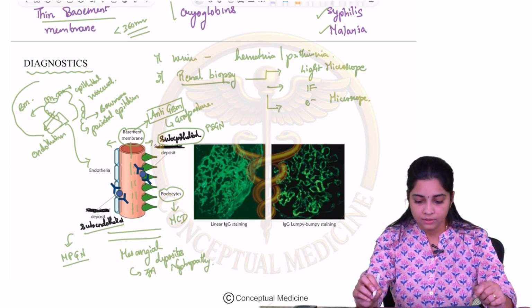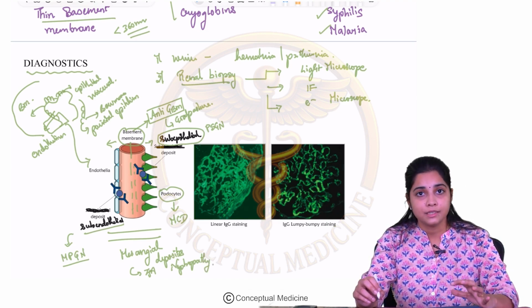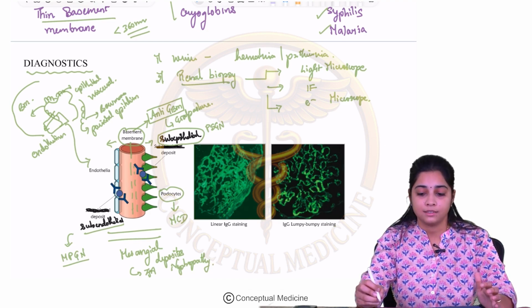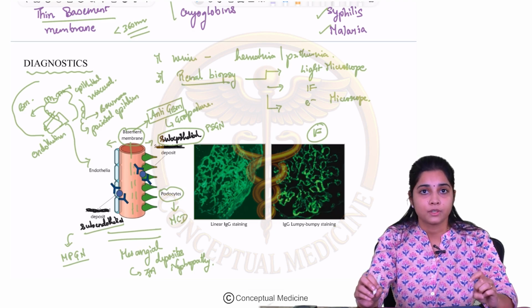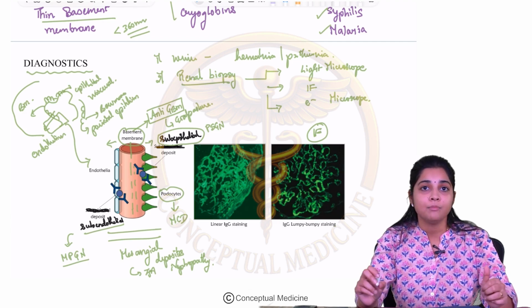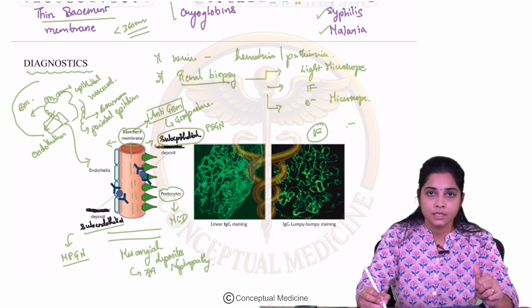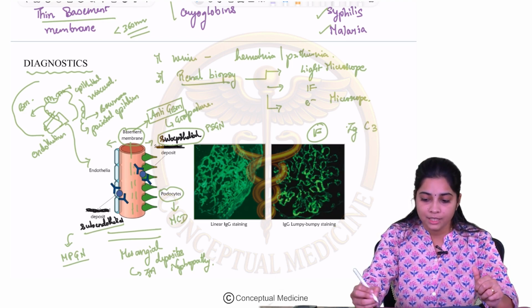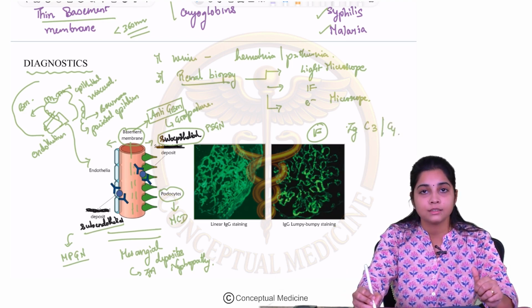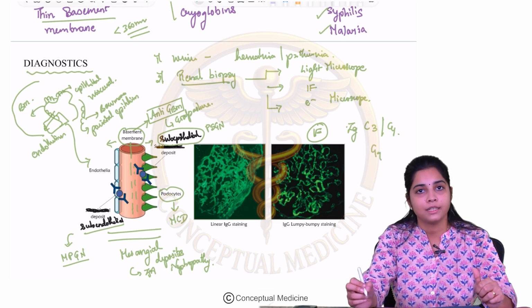Okay, fine. Now, once you have done this, you can also identify certain patterns on your immunofluorescence. So what do you do here? Here you do immunofluorescence to identify what type of deposits are present. Is it immunoglobulins like IgG, IgA, or sometimes complement depositions like C3, C4, C1q and so on.